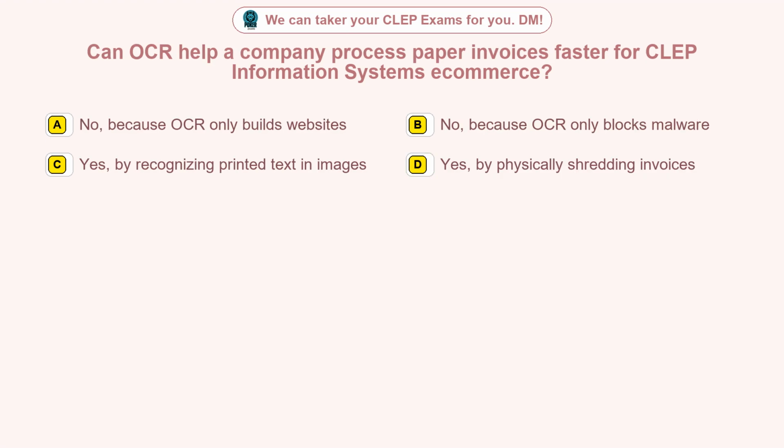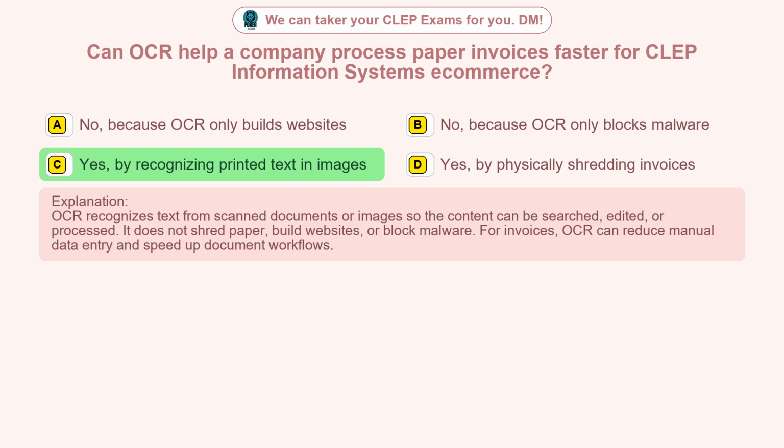Question 6. Can OCR help a company process paper invoices faster for CLEP Information Systems Ecommerce? Option A. No, because OCR only builds websites. Option B. No, because OCR only blocks malware. Option C. Yes, by recognizing printed text and images. Option D. Yes, by physically shredding invoices. The correct answer is option C. Yes, by recognizing printed text and images.